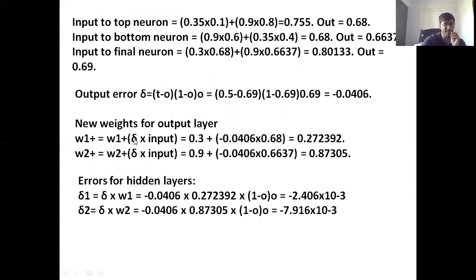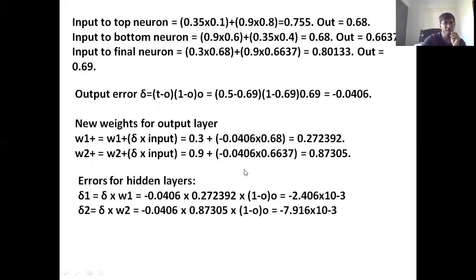We apply the error that we obtained multiplied by the input. The input is the output of the hidden neuron, which was 0.68, as shown above, right? This is how I get the new value of this weight, which was previously 0.3. Similarly, W2 is the new weight, which now comes out to be 0.8. You can see there's a little difference; these values have decreased, right?